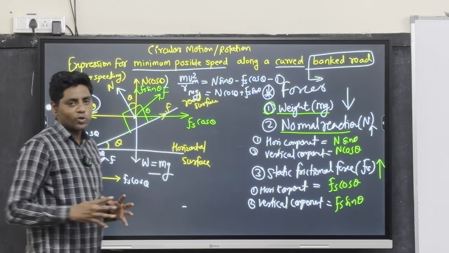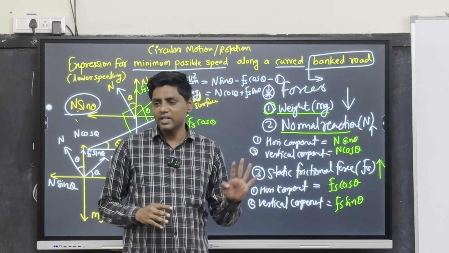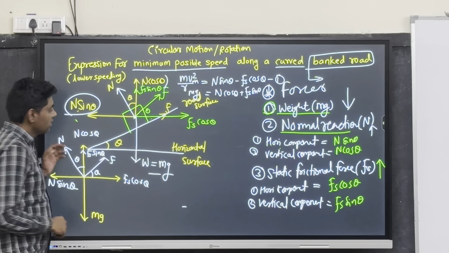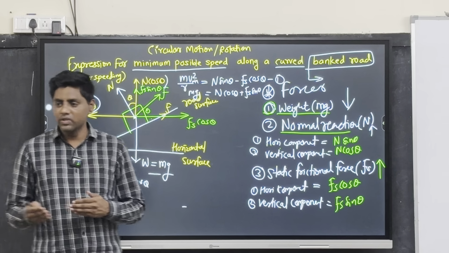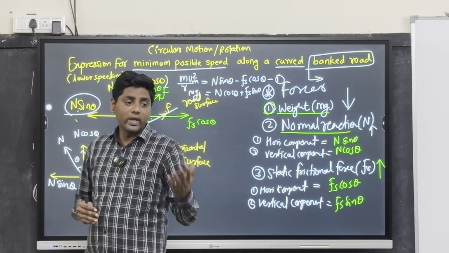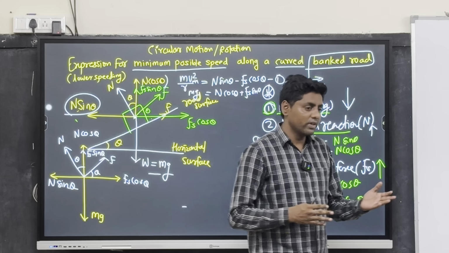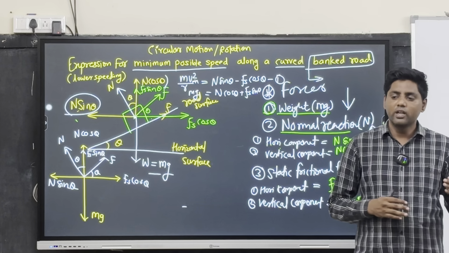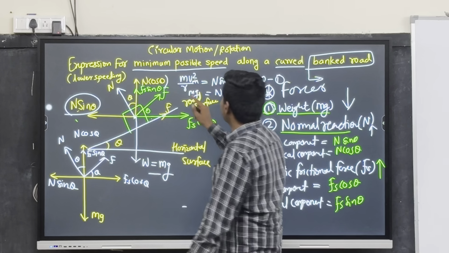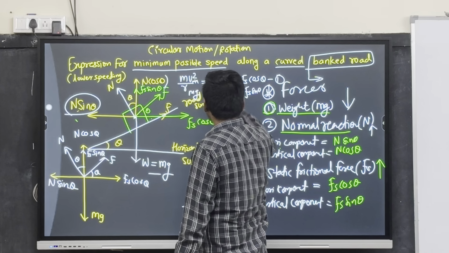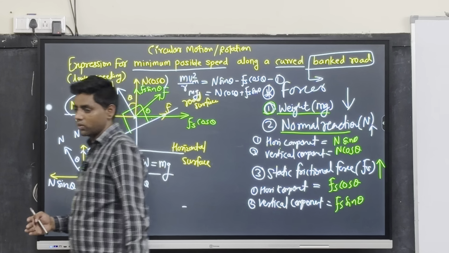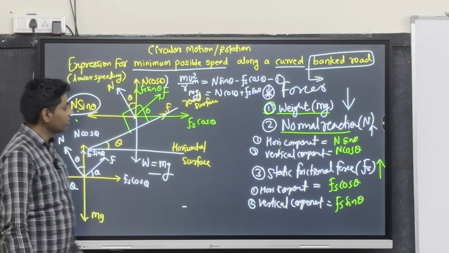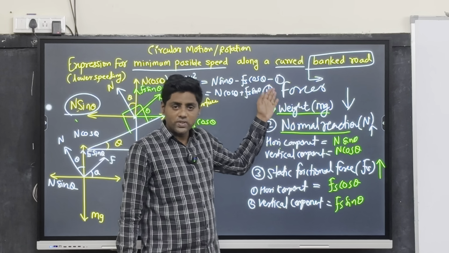So we complete the most important steps, that is the three steps you have to remember. First one, write down all the notations: m for mass of the vehicle, r for the radius of curvature, theta for angle of banking, and v for the minimum possible speed along the curved road.